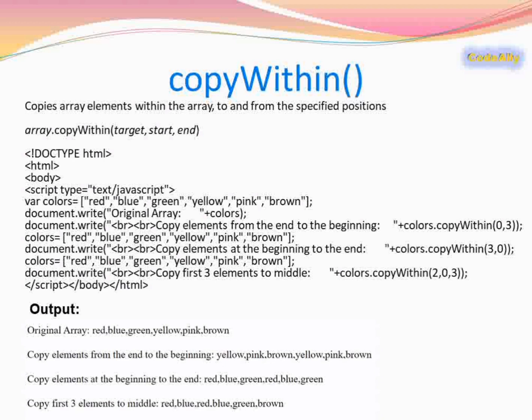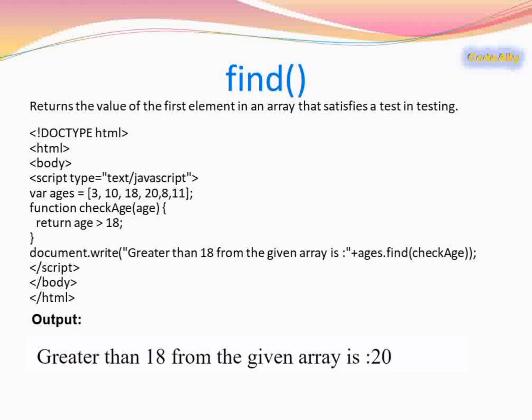Then next, again we are keeping the same elements in the array, and we are applying copyWithin 2, 0, 3. So 2 is the target where we want to keep the copied elements, 0 is from where we want to start copying, and till where we want to copy, till the third element. So at the 0th position we have red, at the first we have blue, then at the second position we have green, and at the third position we have yellow. So we are now copying all these things, and we are placing them starting from position number 2, which was originally green. So red, blue will be the same, and from green we will again start placing the content, which is red, blue, green, brown.